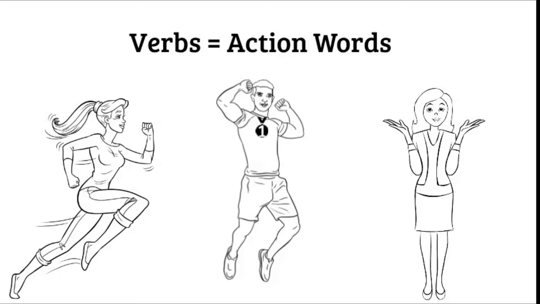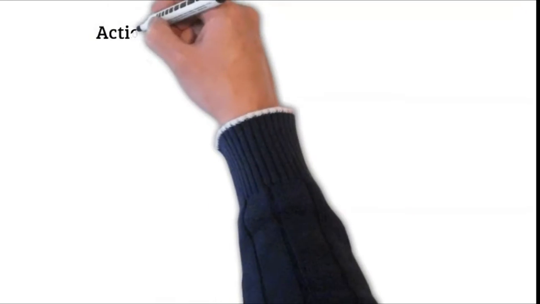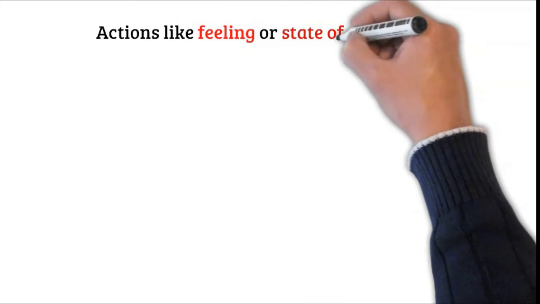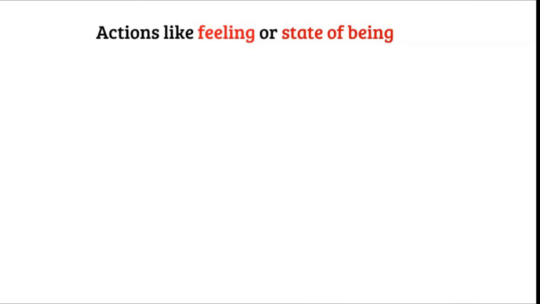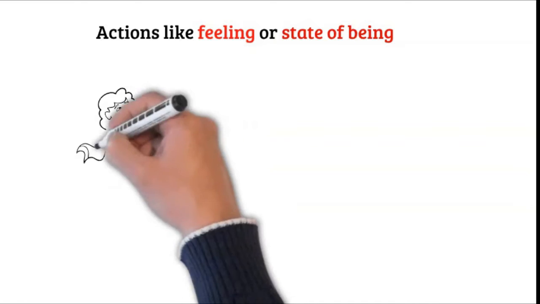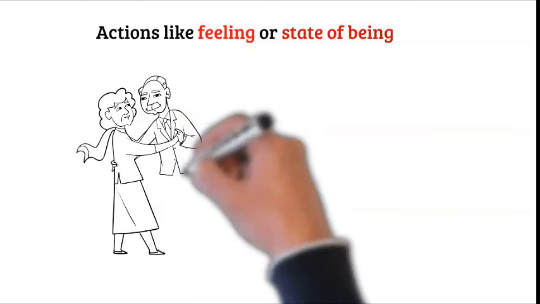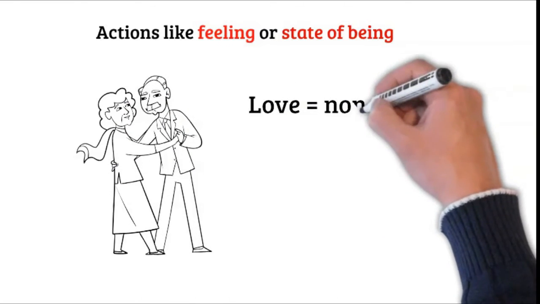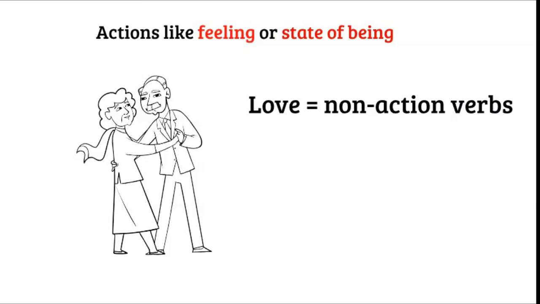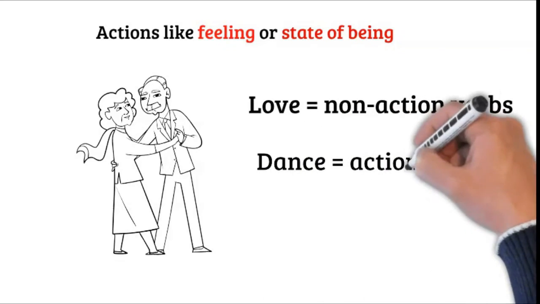Not all verbs refer to literal actions. Verbs that refer to feelings or states of being, like to love and to be, are known as non-action verbs. Conversely, the verbs that do refer to literal actions are known as action verbs.